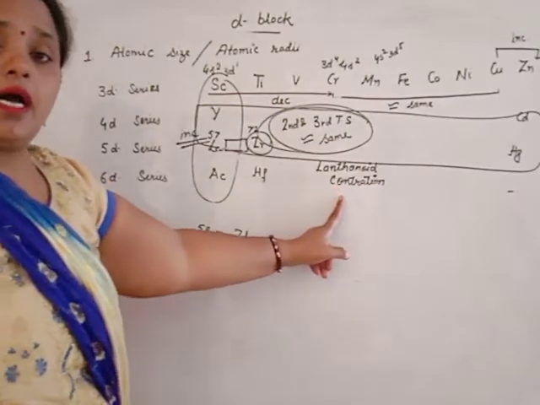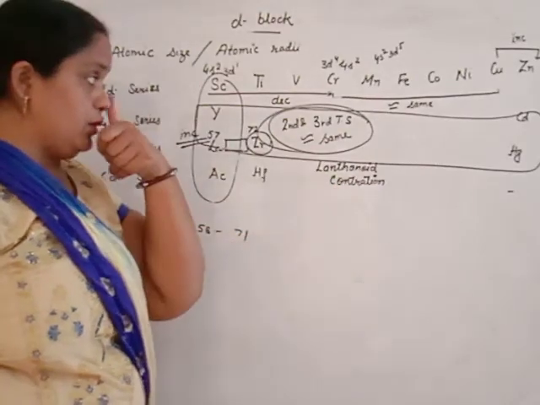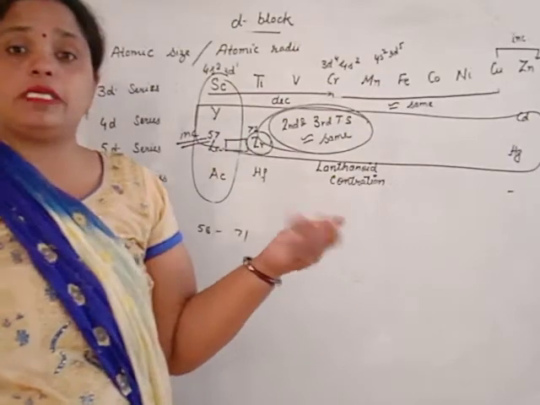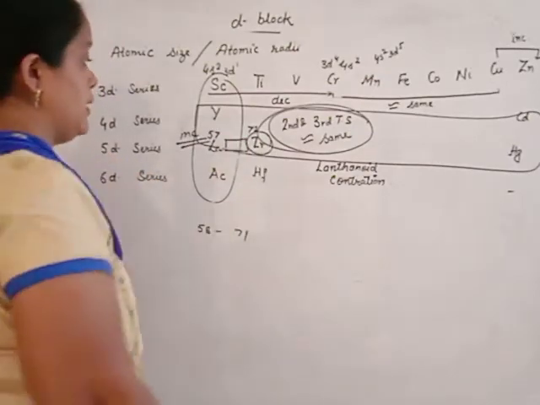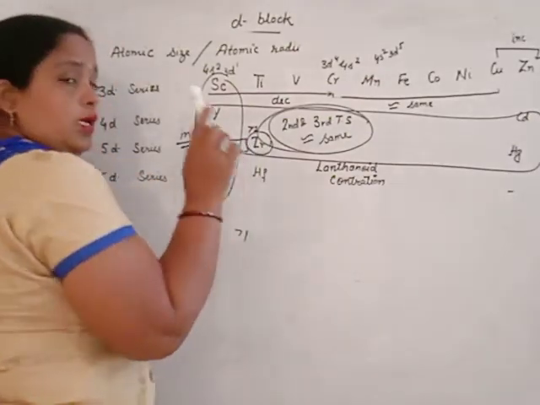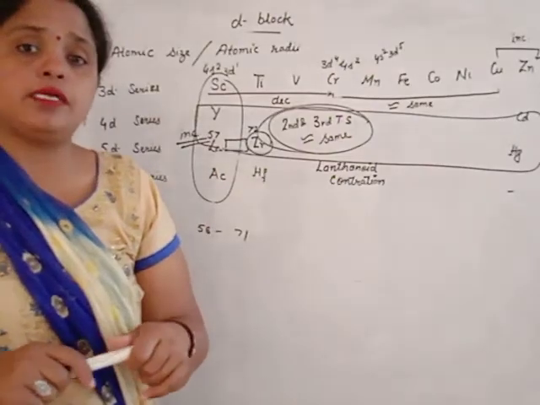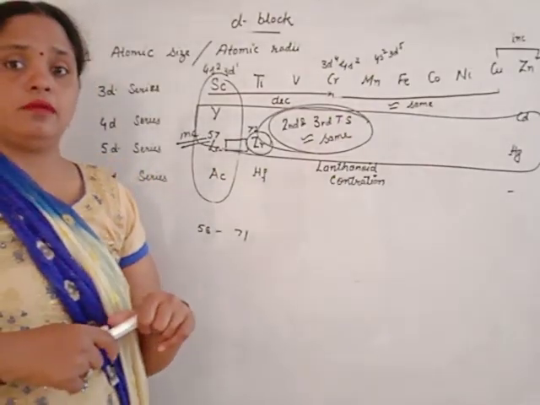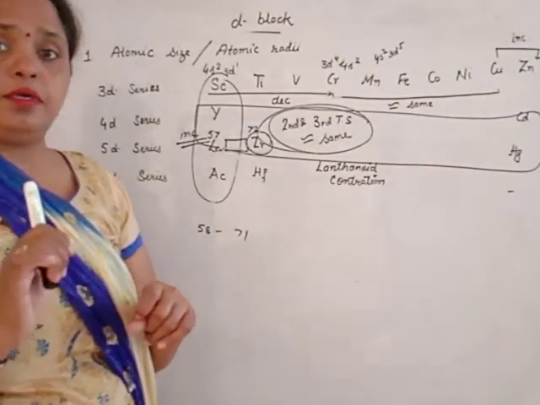It will also be explained in F block. What is lanthanoid contraction? What is the cause and consequences, and so many. But here is only a one word answer: due to lanthanoid contraction. Only one word answer, lanthanoid contraction.